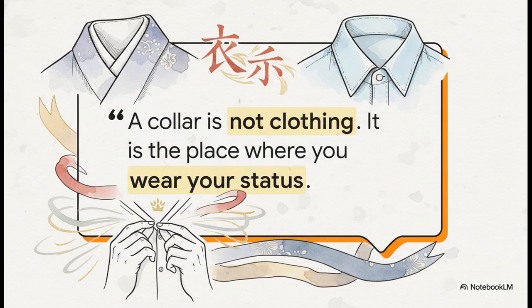A collar is not just a piece of fabric. It's the one part of your clothing, your external appearance, that most clearly signals your internal state, your status, your professionalism, your attitude. It's why people say eri o tadasu, to straighten one's collar, when they mean get serious and compose yourself. It's the perfect union of shi and e. A collar is where you wear your position. That is the power of this system.